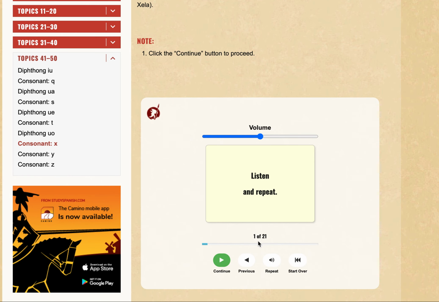Listen and repeat the most common X sound. Examen. So this is like the KS in the word talks, right? Examine, talks, examine. Exacto. Exacto. Sexto. Sexto, exótico, exótico, éxito, éxito, experto, experto.